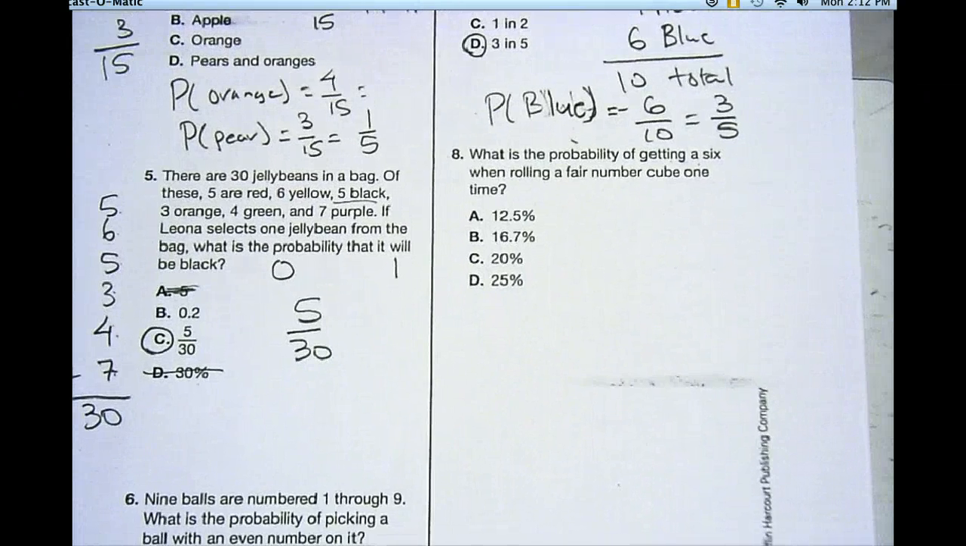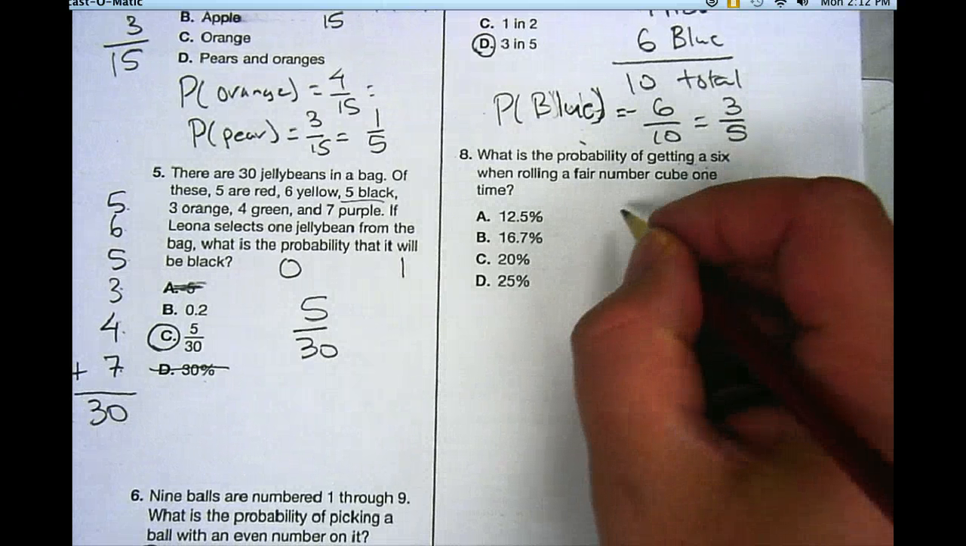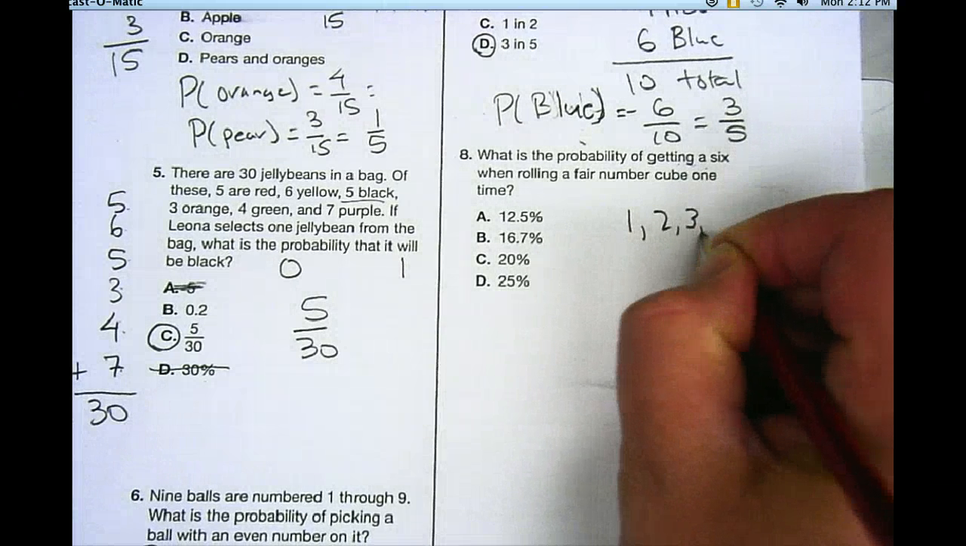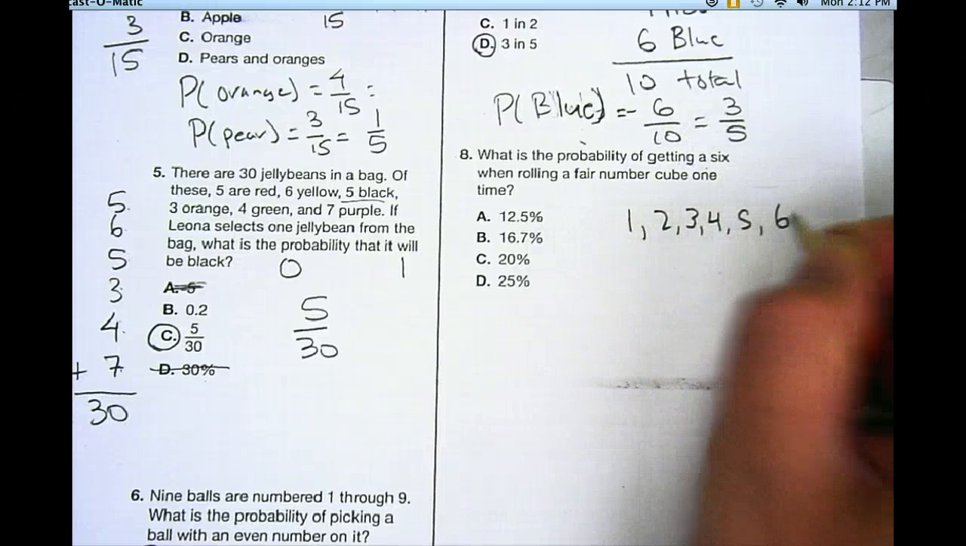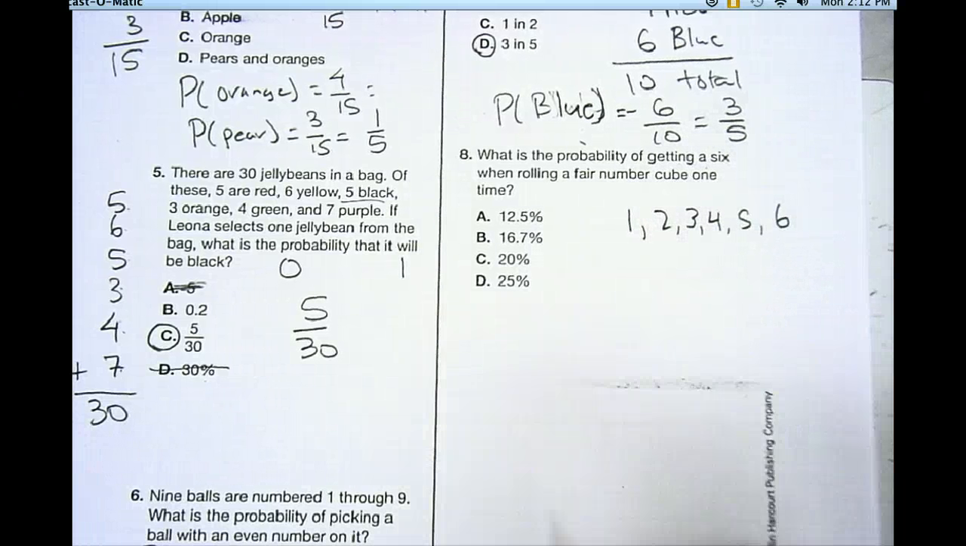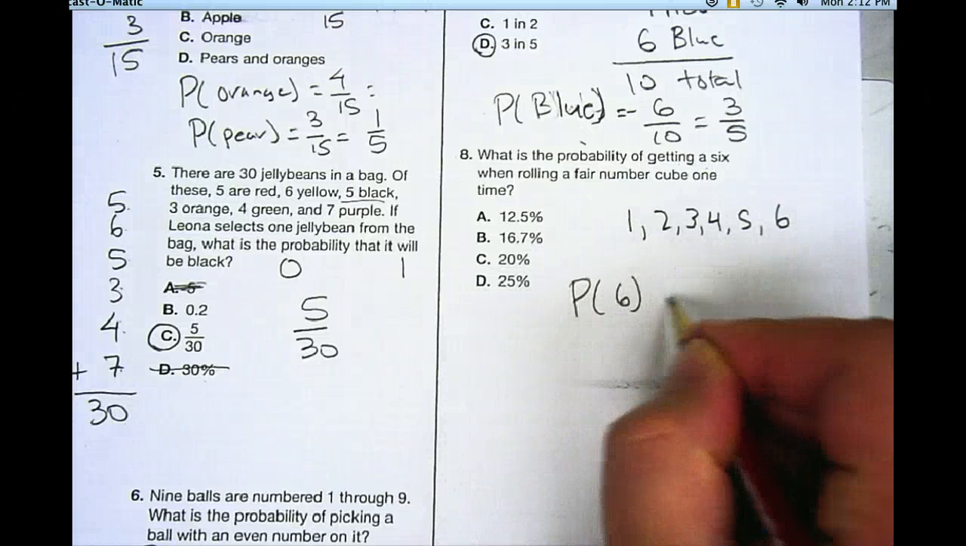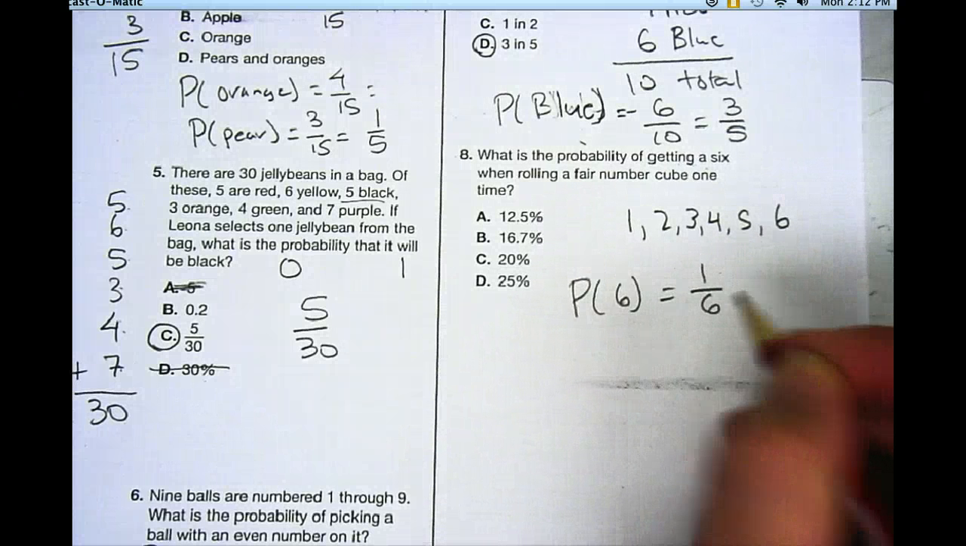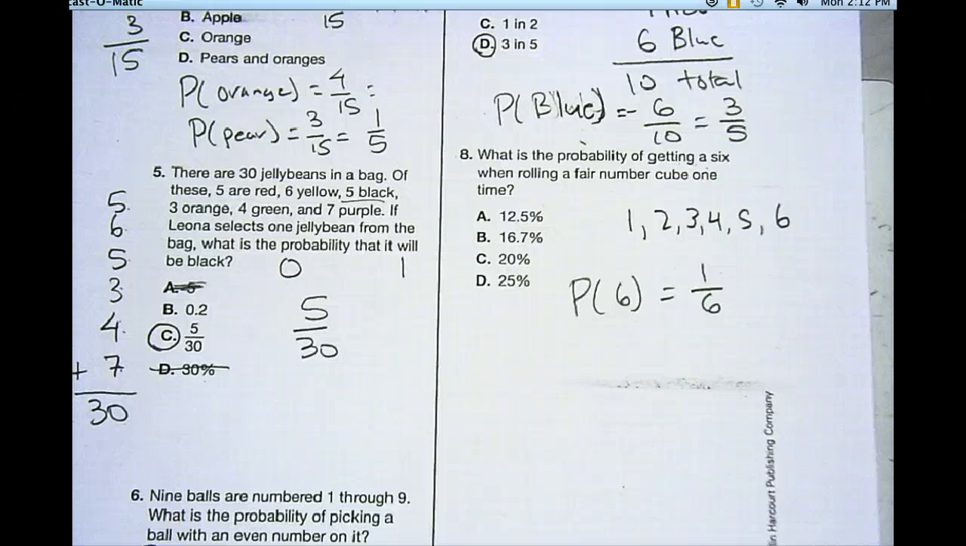Then we'll do this last one, number 8. What is the probability of getting a 6 when rolling a fair number cube one time? Well, there's 6 different outcomes. 1, 2, 3, 4, 5, and 6 when I roll one number cube. And the probability of getting a 6 is just going to be 1 out of 6.